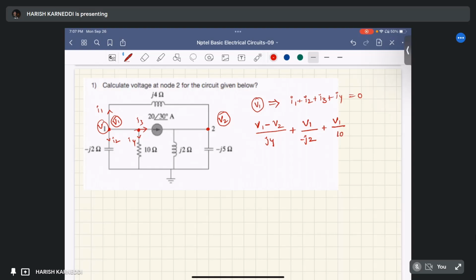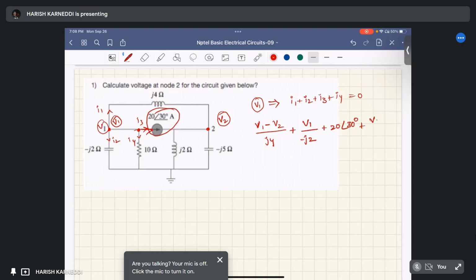And what about this? Sorry, this is I4. I3 is the direction of the current source, that is 20 at an angle of 30 degrees, plus I4, the current through the 10 ohm resistor, which is V1 by 10 ohm, equal to 0.